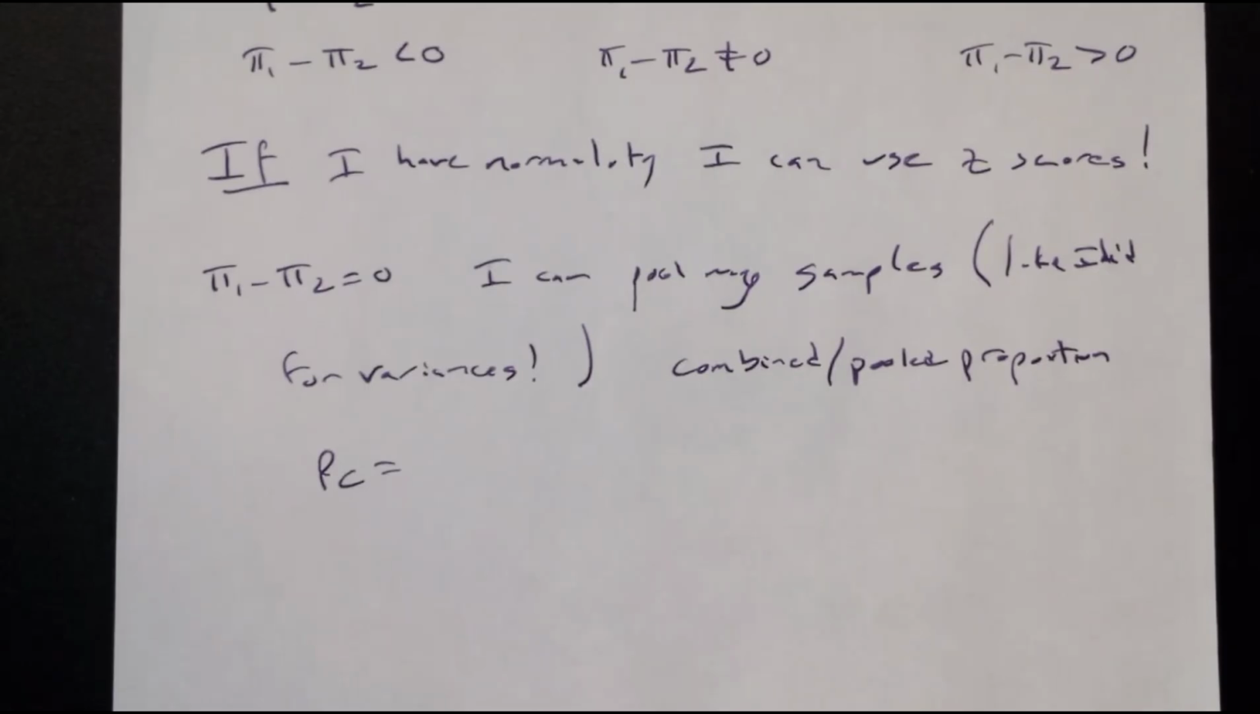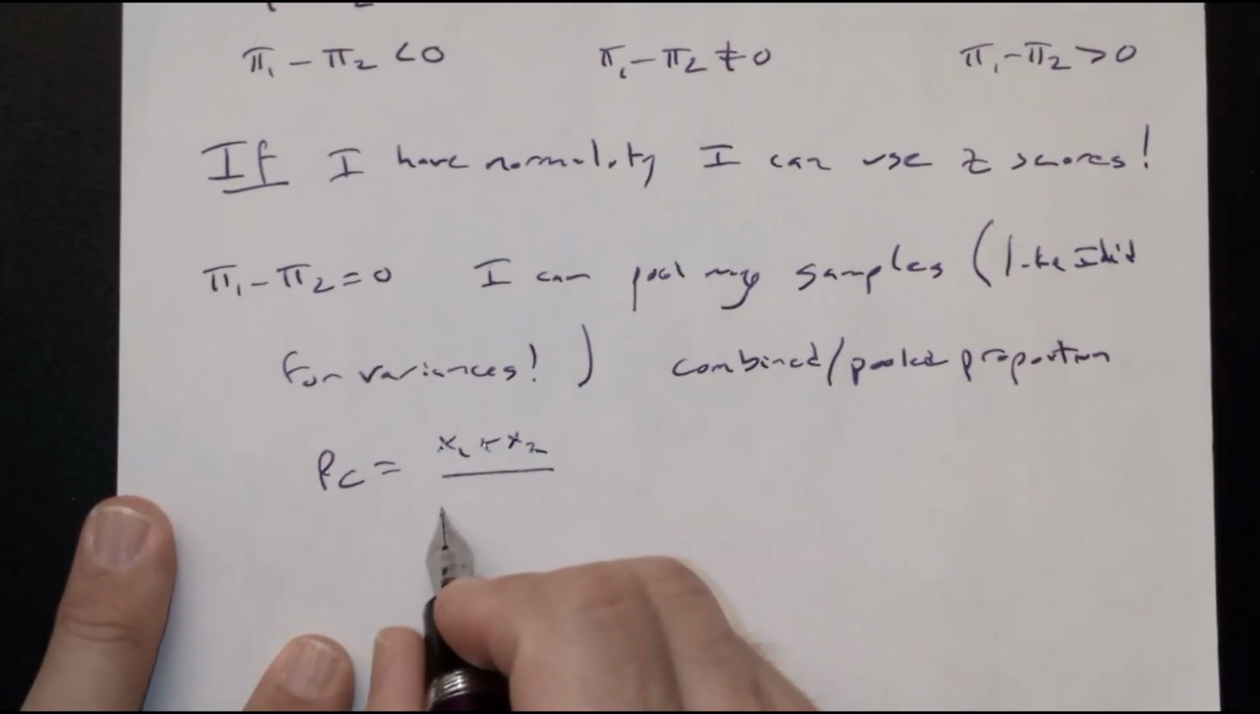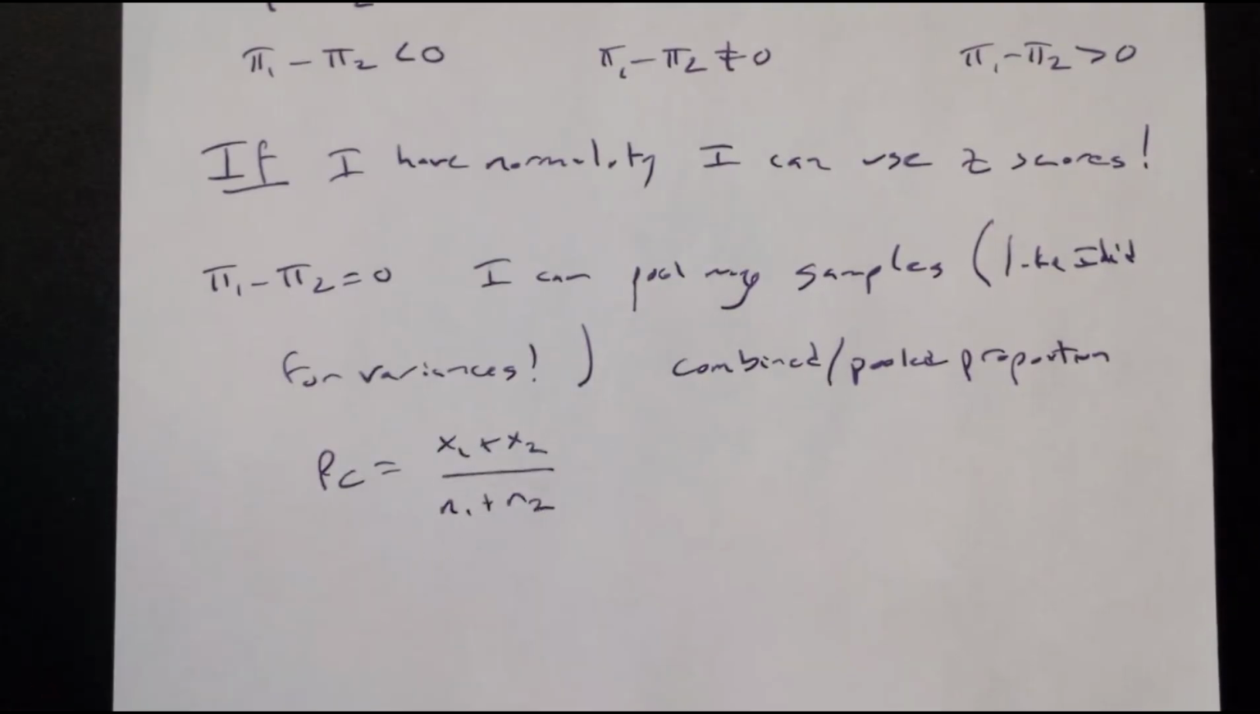In the pooled variance, we did S P squared, but I'm already using P. I don't want to do that again. So PC for combined. Remember, X1 is the number of yeses in group 1, X2 is the number of yeses in group 2, and N1 and N2 are the sample sizes for each of those groups. Again, this is not the same as just adding population proportion 1 and population proportion 2.